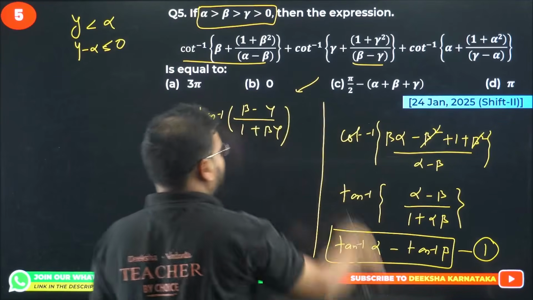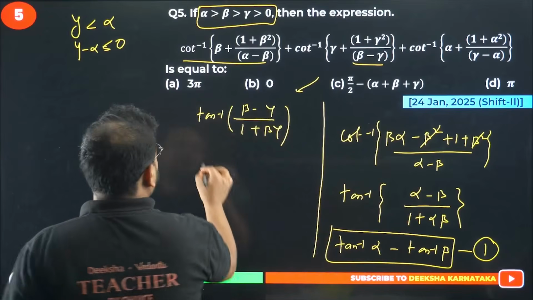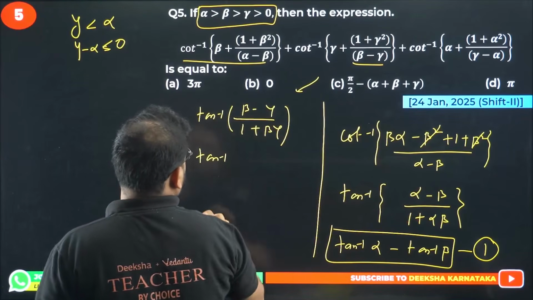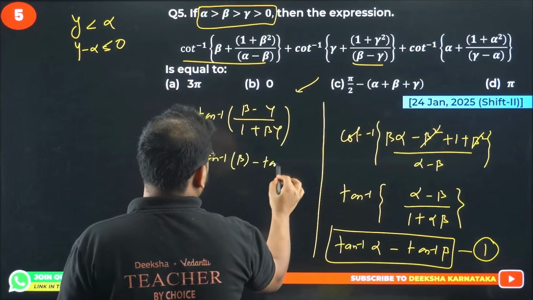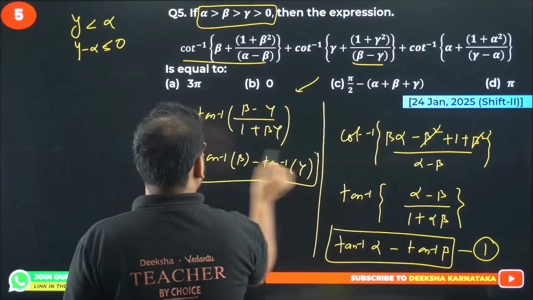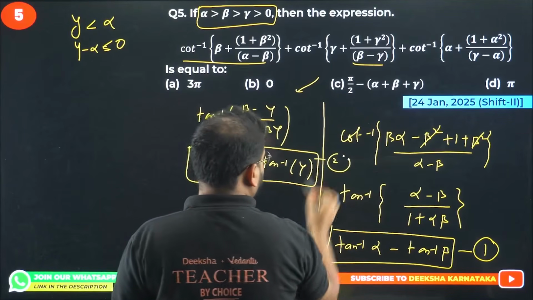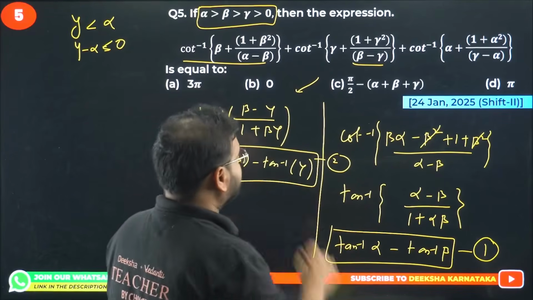Do one thing. Solve it. Apply the same approach and you're going to get this result, beta minus gamma. So over here what you'll have is tan inverse of beta minus tan inverse of gamma. This is, let's call it, part 2 basically, not equation. Part 1, part 2. Now look at part 3.